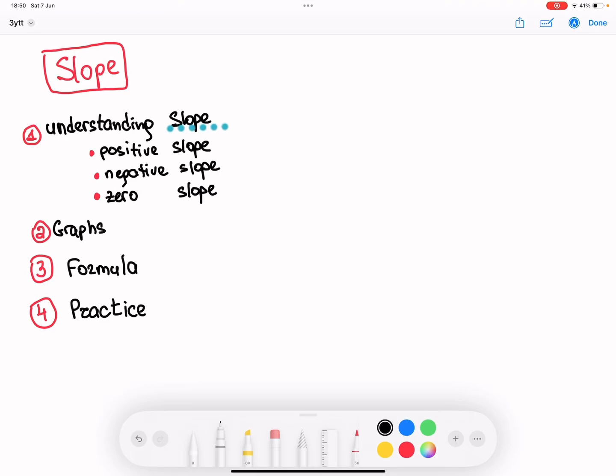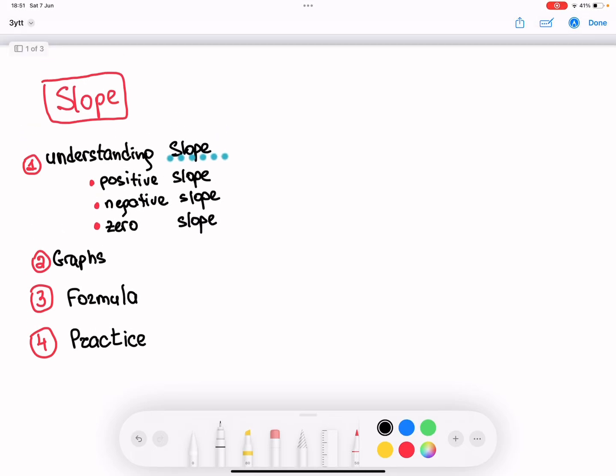This video will be about slope, and as you see from our agenda, we will go through understanding the slope. We will see the difference between positive, negative, and zero slopes. We will see the graphs, formulas, and in the end, we will have a practice question.